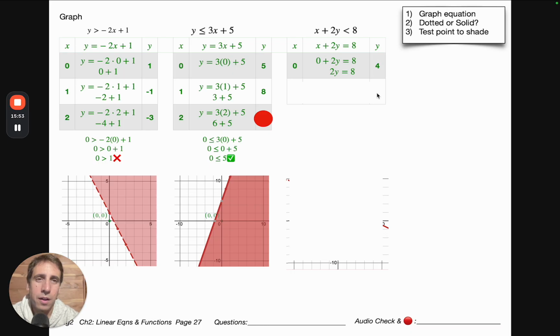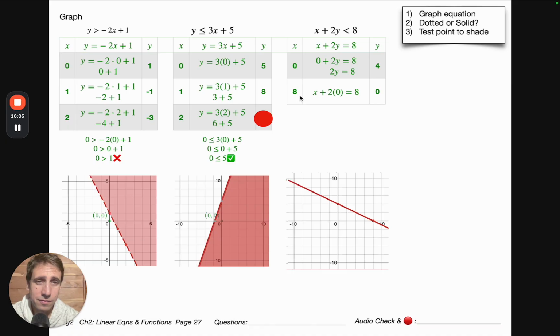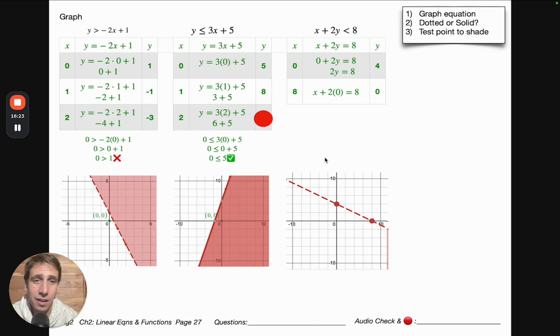Now I'm going to plug in 0 for y also, and I'm going to back calculate the x. 0 goes in for y. You get x plus 0 is equal to 8, and so just x is equal to 8. Let's plot those points. Here they are, 0, 4, and 8, 0. Now I have to figure out, we finished graphing the equation, is this line dotted or solid? And I'm looking at this symbol, it's just a less than symbol, so I'm going to make this dotted to indicate that although this is the boundary, the actual points on the boundary don't satisfy the original inequality.